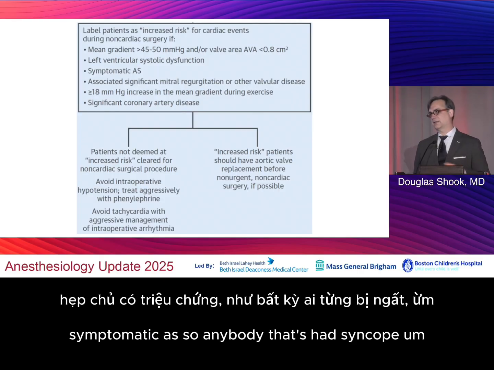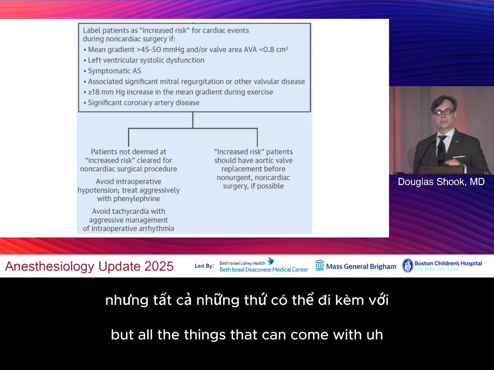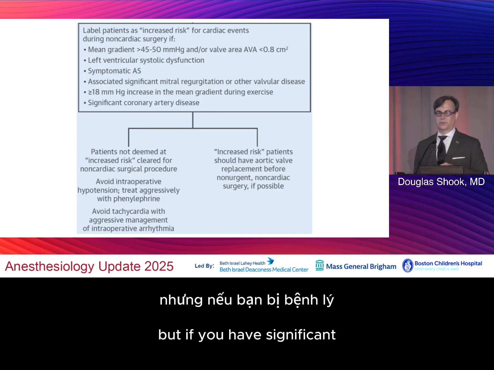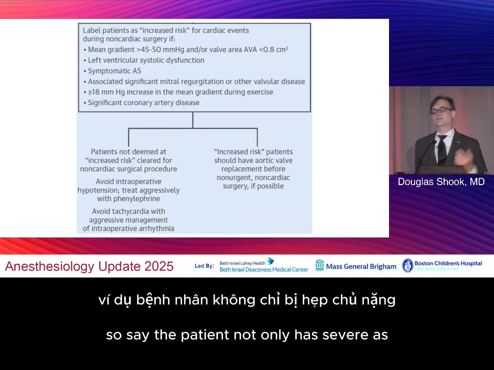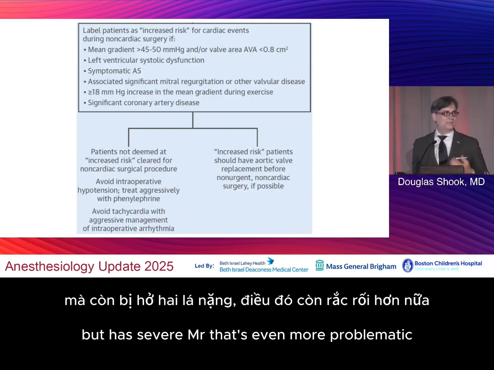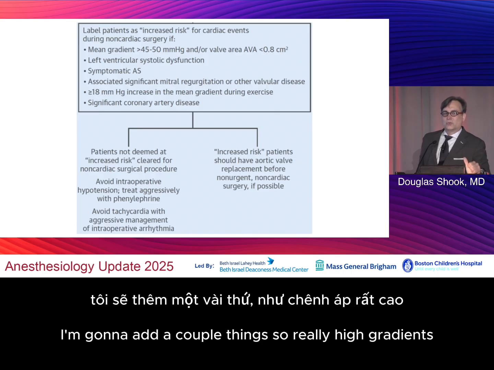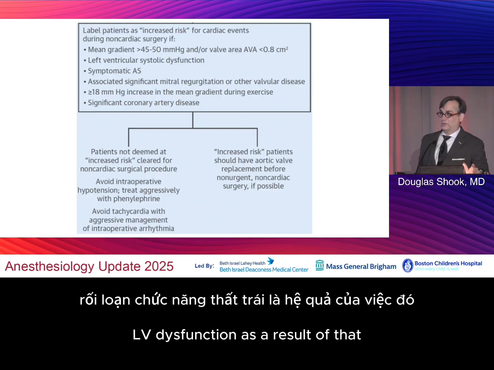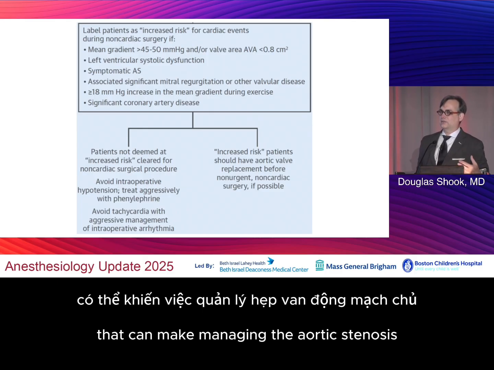Symptomatic AS, so anybody that's had syncope, anybody that's had, and we'll go through all these, all the things that can come with aortic stenosis. This is the other one that doesn't always get brought up. But if you have significant associated valvular heart disease, so say the patient not only has severe AS, but has severe MR, that's even more problematic. So I'm going to add a couple things. Really high gradients, really low valve areas, LV dysfunction as a result of that, so EF less than 50%, or other significant lesions that can make managing the aortic stenosis much more complicated.